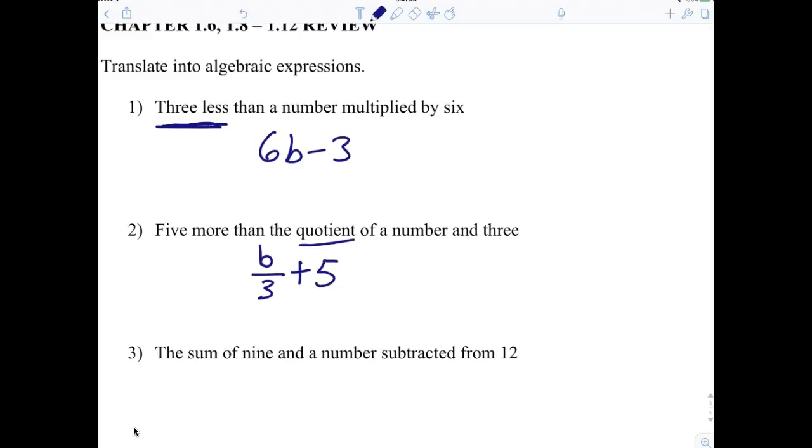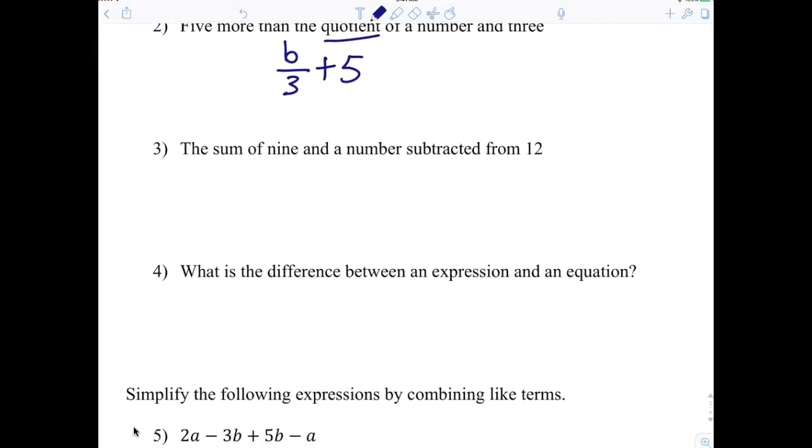All right? Tell me about number 3. What does sum mean to do? That's right. What am I going to add? 9. And what else? You're going to subtract. Wait a minute. The sum of 9 and a number. How do I write that? 9 plus x. The sum of 9 plus x, and then what?